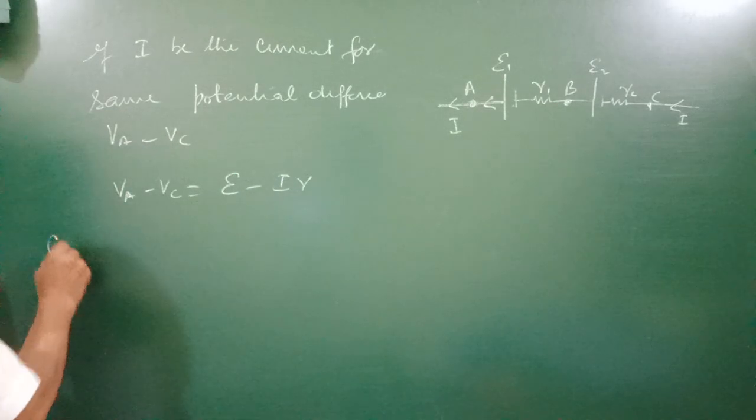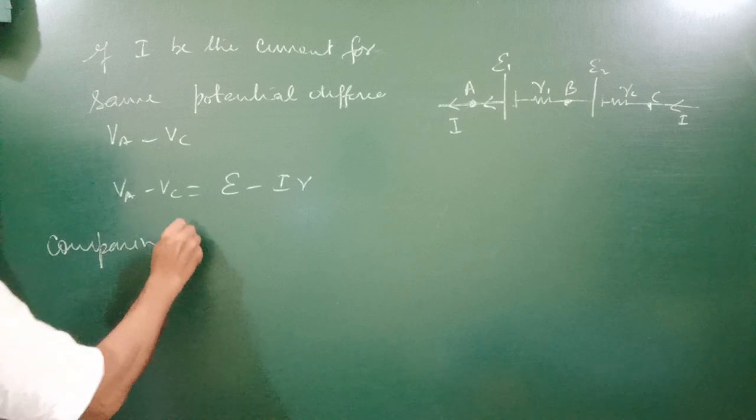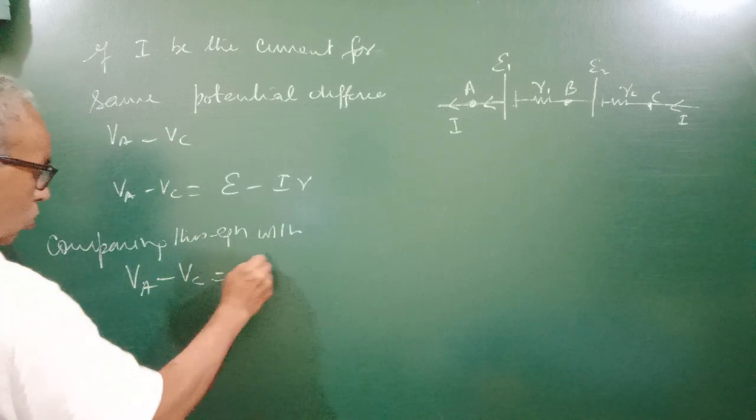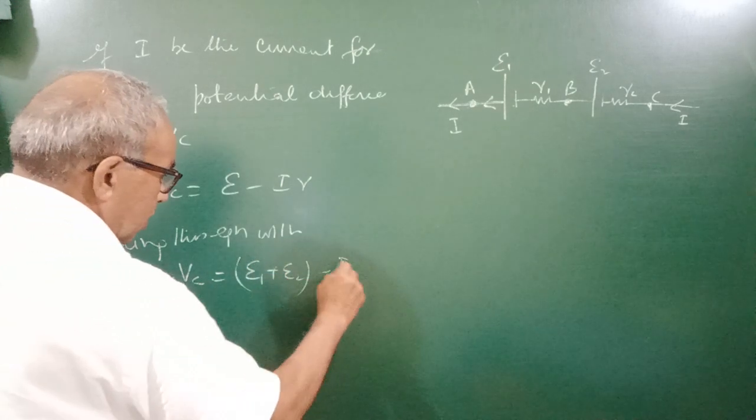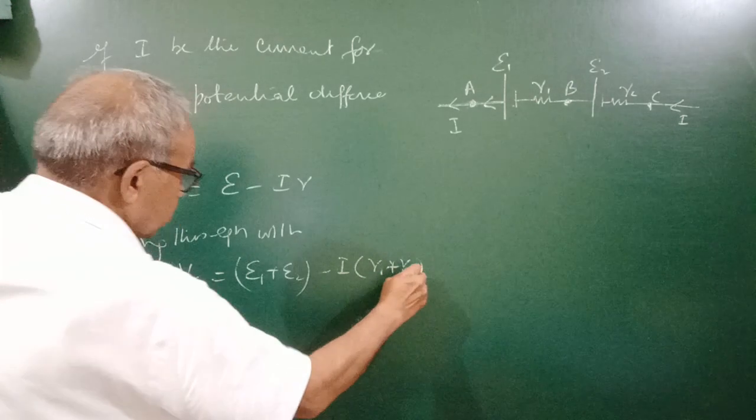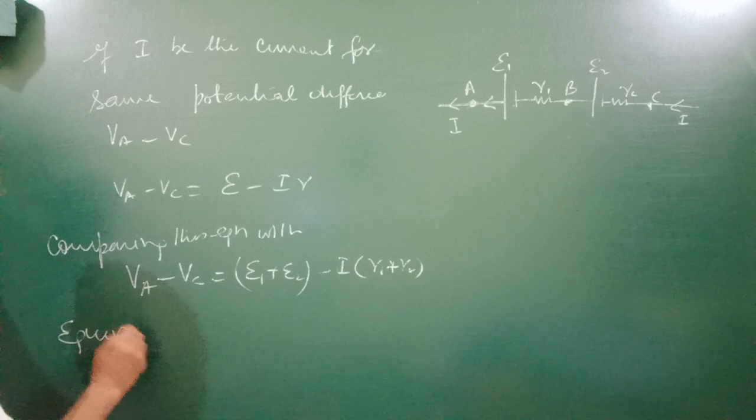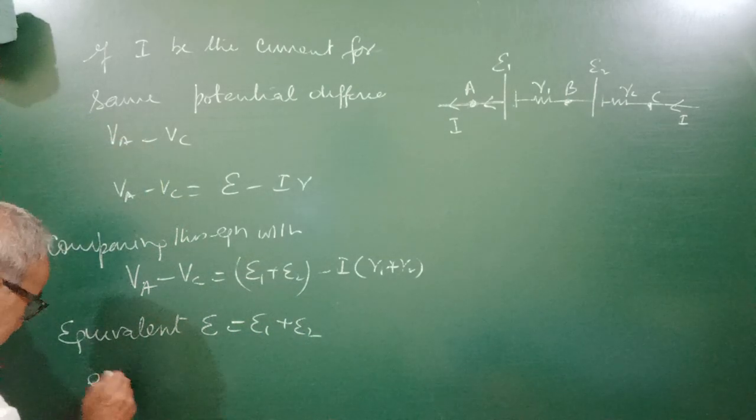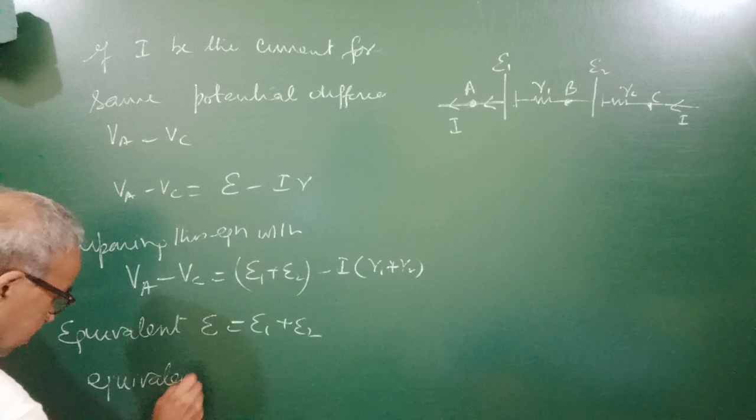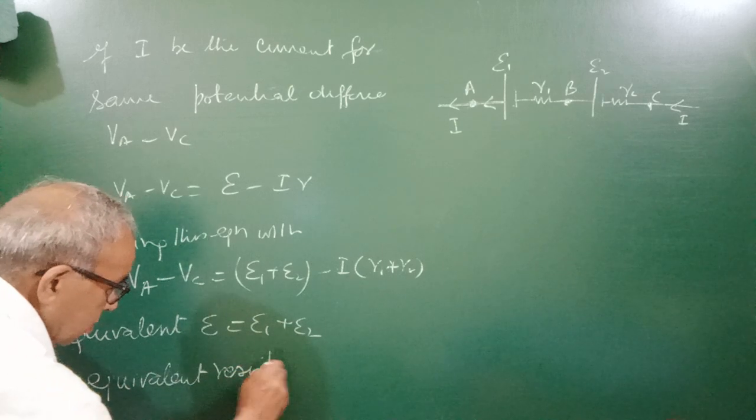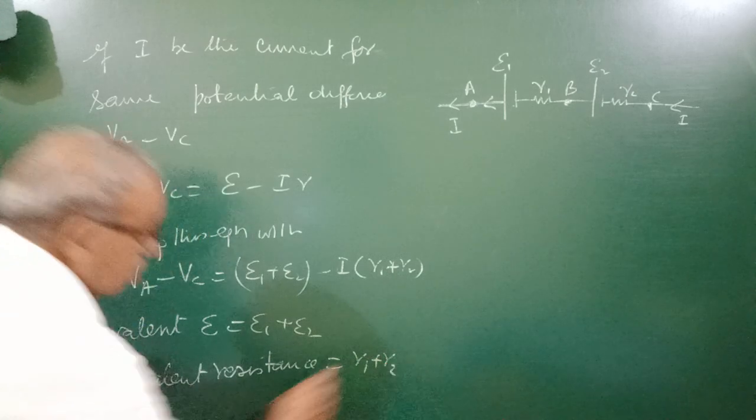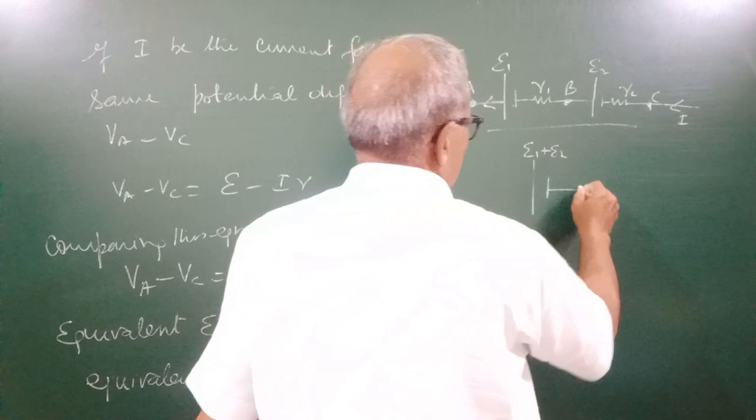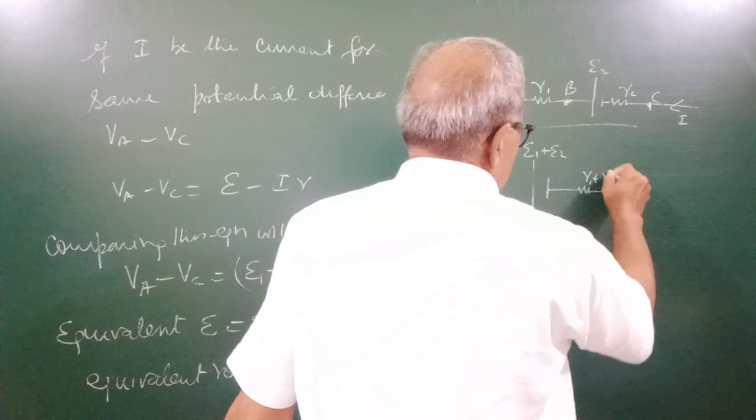Comparing this equation with VA minus VC equals E1 plus E2 minus I (R1 plus R2), the equivalent EMF equals E1 plus E2 and the equivalent resistance is R1 plus R2. That is, in place of the two cells we can take a single cell with EMF E1 plus E2 and internal resistance R1 plus R2 between A and C.